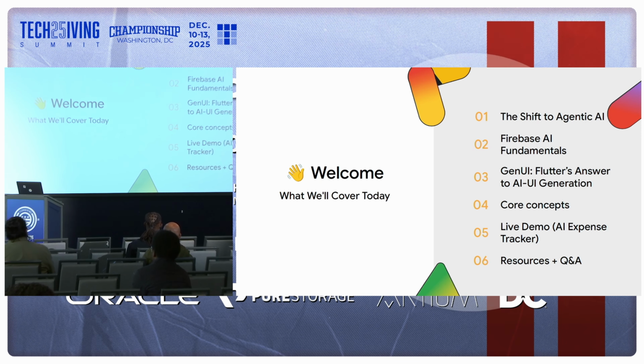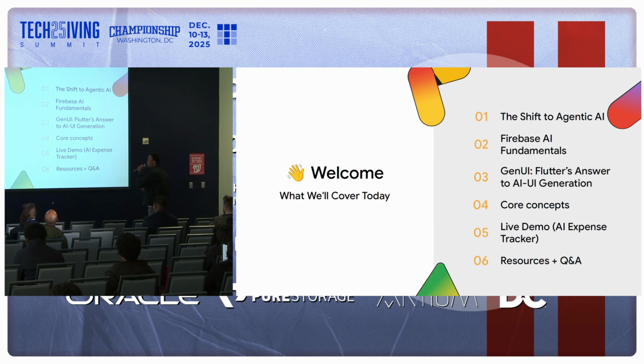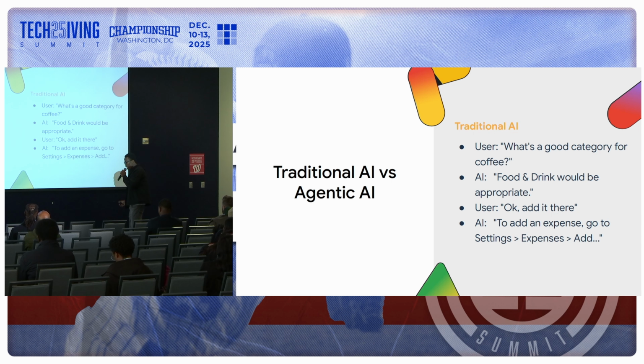We're going to see first the shift to agentic AI, then the Firebase AI fundamentals. And we're going to talk about how we can generate user interface components from AI. Now, there is a big difference between the AI we used to know and this new era of AI, right? So I'm going to go through it.